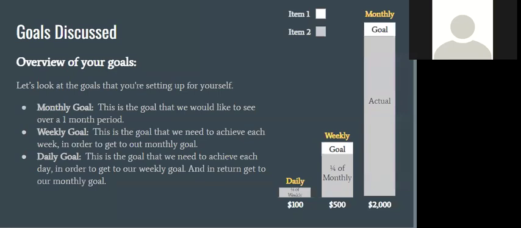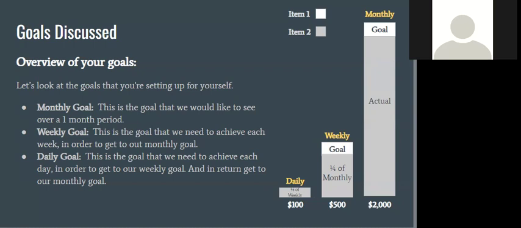So the overview of the goal kind of looks like this. Okay. We're going to look at each goal that you're setting up for yourself. The monthly target goal, that's the number you just wrote down. This is the goal that you'd like to see over a 1 month trading period. Okay. The weekly goal, this is the goal that we need to achieve each week in order to meet that monthly goal. And it's a quarter of it.